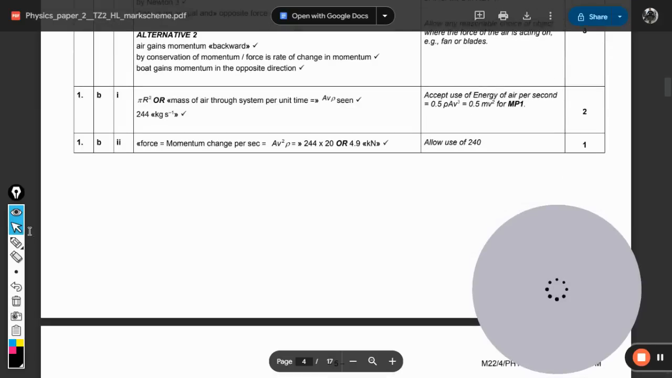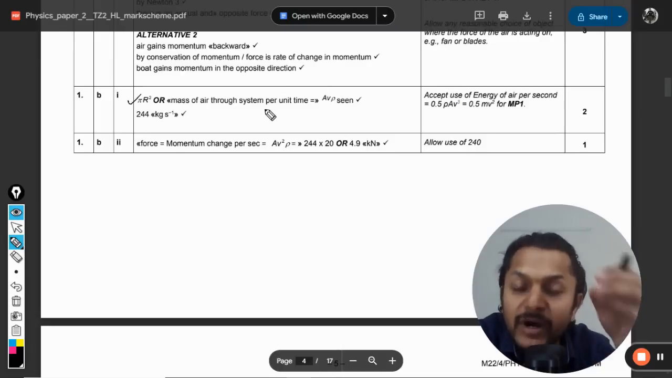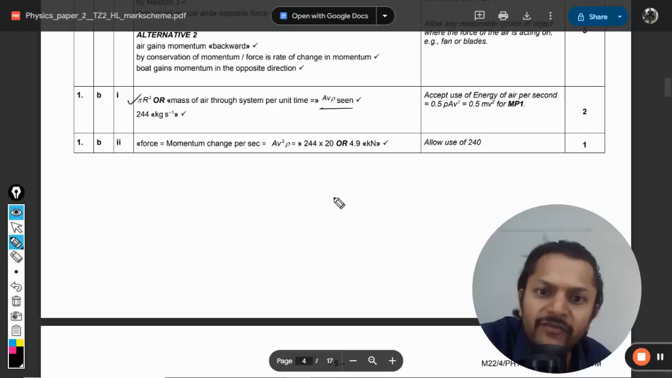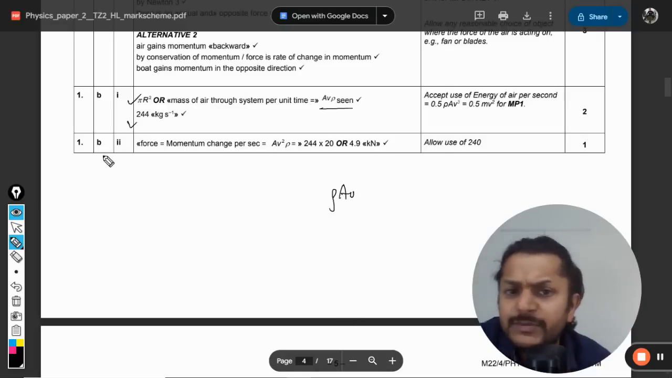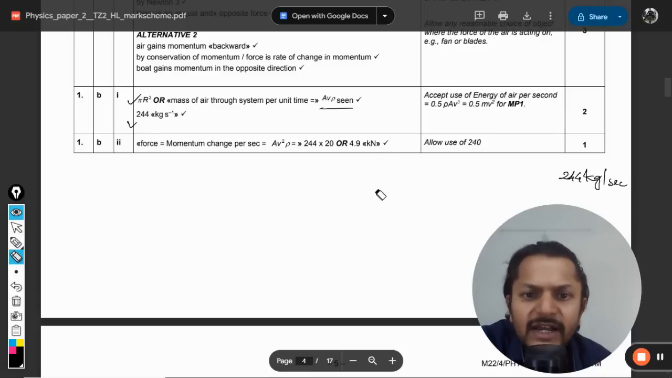Okay. Well, exactly the same thing. Pi r square is the cross sectional area, and the mass flow rate per unit time is given by rho AV. So I am writing it rho AV, they have written AV rho, one is the same thing. And it is coming out to be 244 kg per second to be exact.